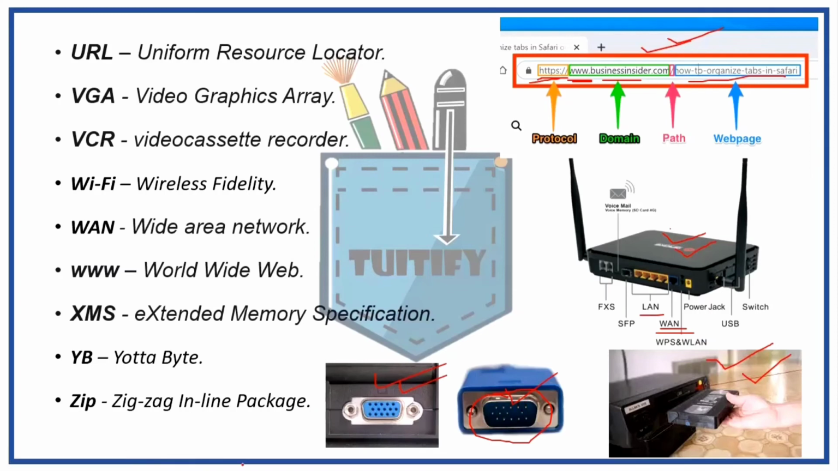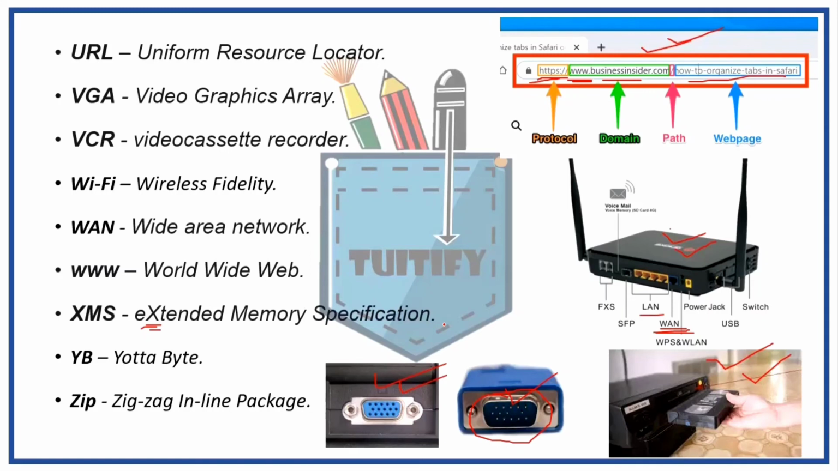So here, basically this is the WAN port and we connect the Ethernet cable here. Then moving to www, I told you while telling URL, www stands for World Wide Web. This is an information system where documents and other web resources are accessed using URL over the internet. Then moving to XMS, where X is for extended. Extended starts with E, but here the abbreviation starts with X. Extended Memory Specification. It was a procedure mainly used under the DOS and Windows operating system for using the high memory area.